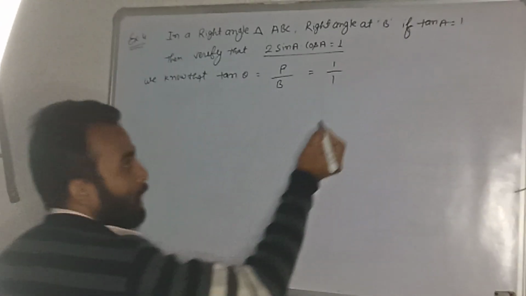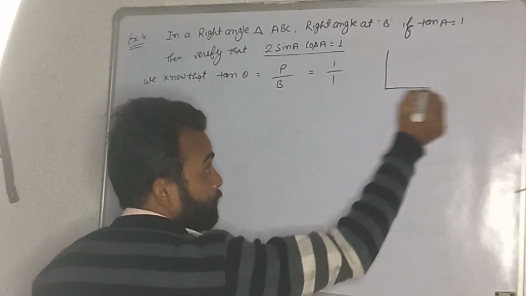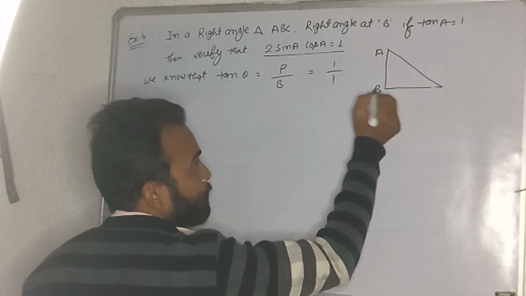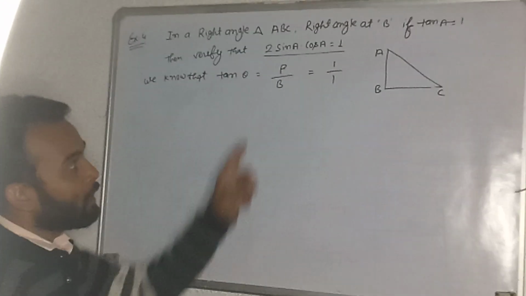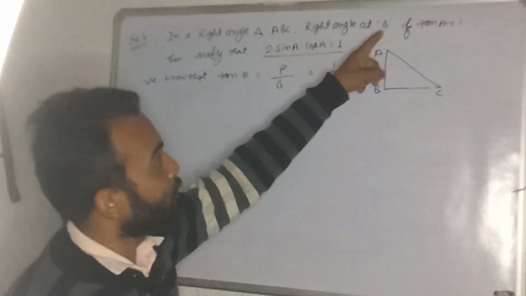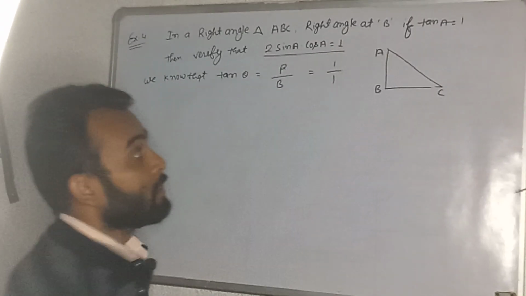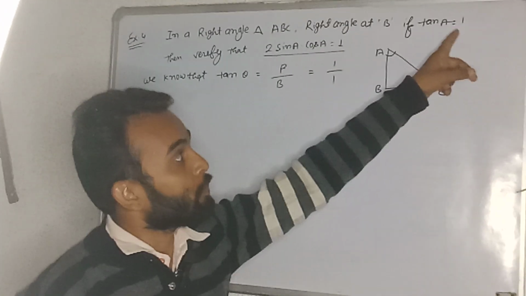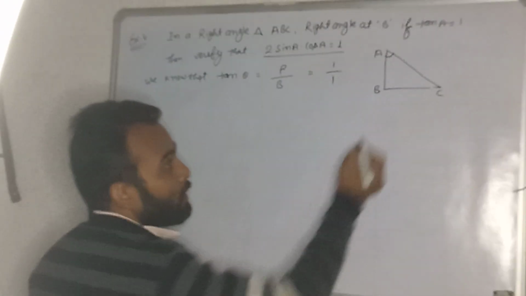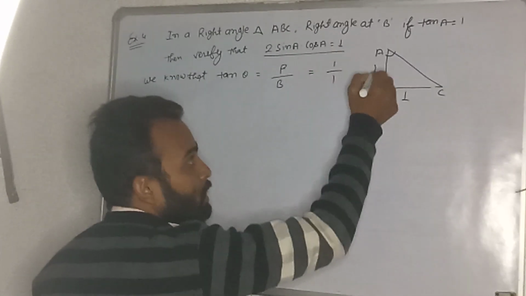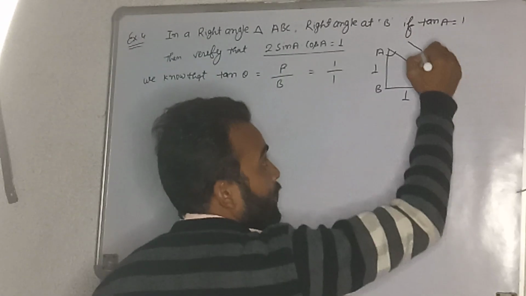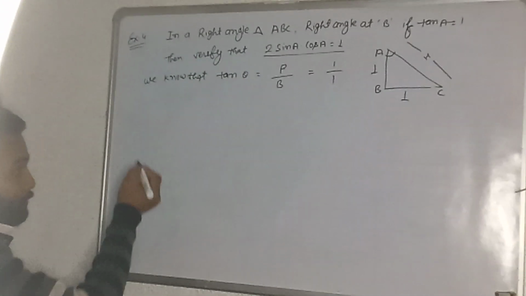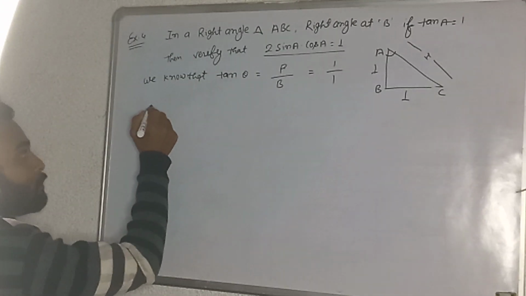We draw a right angle triangle ABC right angled at B. Here with respect to angle A, base is equal to 1 and perpendicular is equal to 1. Hypotenuse is unknown. Now first we find the hypotenuse of this triangle by using PGT theorem.